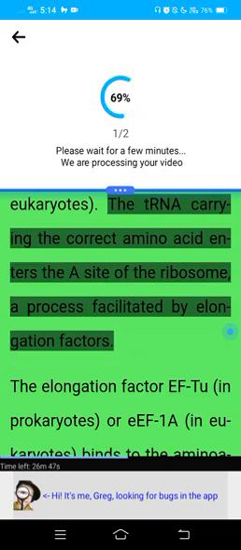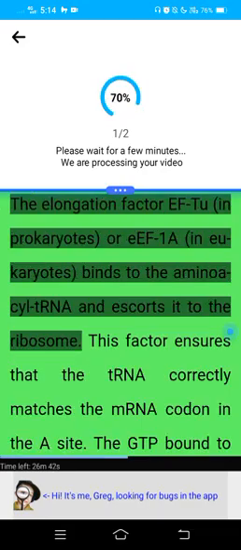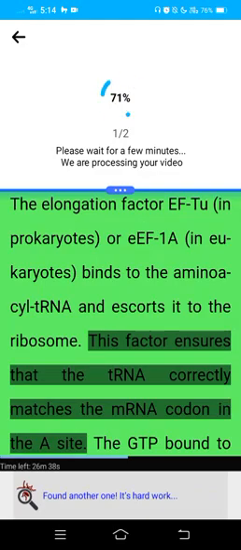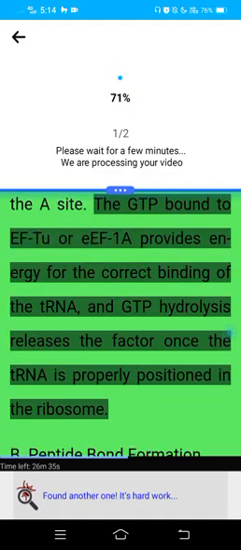The tRNA carrying the correct amino acid enters the A site of the ribosome, a process facilitated by elongation factors. The elongation factor EF-Tu in prokaryotes or EF1A in eukaryotes binds to the aminoacyl tRNA and escorts it to the ribosome. This factor ensures that the tRNA correctly matches the mRNA codon in the A site. The GTP bound to EF-Tu or EF1A provides energy for the correct binding of the tRNA, and GTP hydrolysis releases the factor once the tRNA is properly positioned in the ribosome.